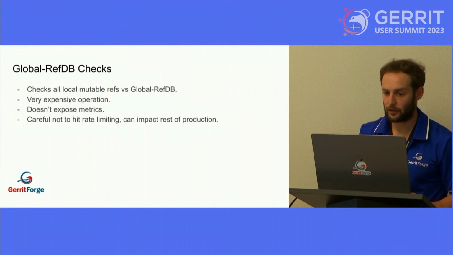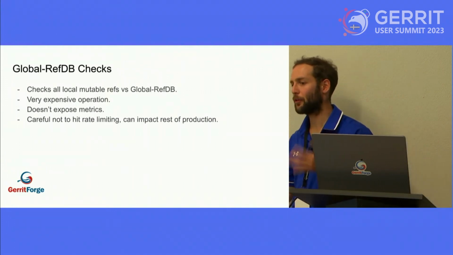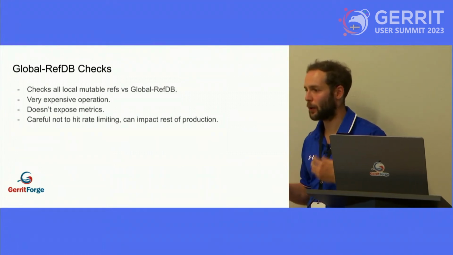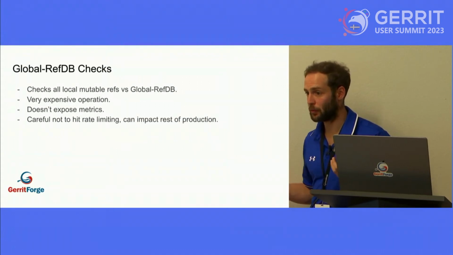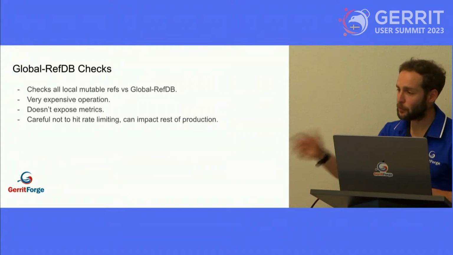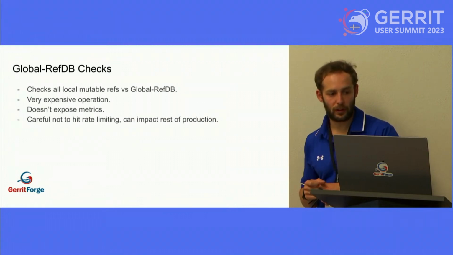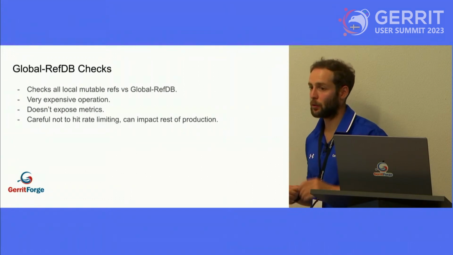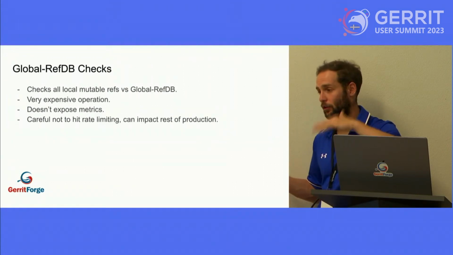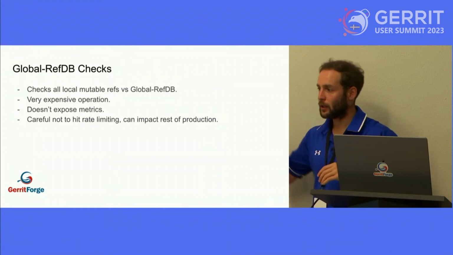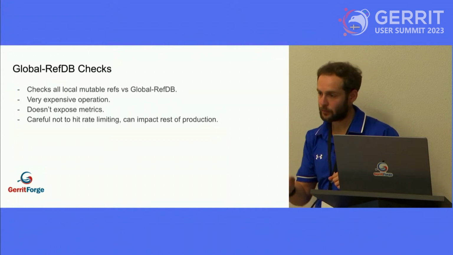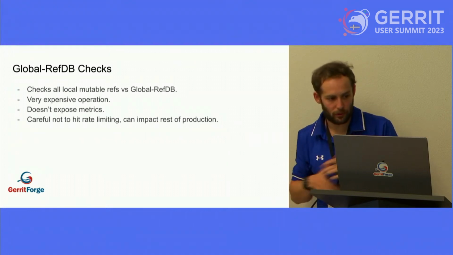Global RefDB checks. So this is still a bit iffy. I've got these 2 metrics. They're different. Where do I go from here? How do I figure out as a user what refs are out of sync and potentially even automate all of this? So this is a different plugin called Global RefDB Checks. What this does is it checks all of your local mutable refs against the global RefDB. So it literally does a git show-ref, picks all the meta refs, does a call to global RefDB, and checks that we've got the latest SHA-1. Well, latest according to global RefDB, of course.